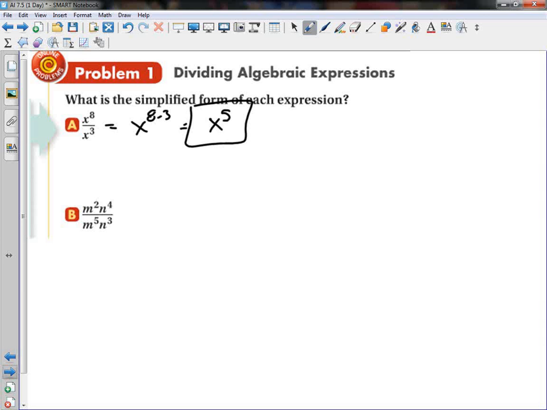B has two different bases, so we're going to do them one at a time. So we have m to the 2 minus 5, and we have n to the 4 minus 3. If I simplify each one of those, I get m to the negative 3rd, n to the 1st. But we don't like the negative exponent, so let's rewrite this with a positive exponent, right? The n stays on top, we're not moving that anywhere. And the negative one is going to go to the bottom, but still we're going to make it positive.